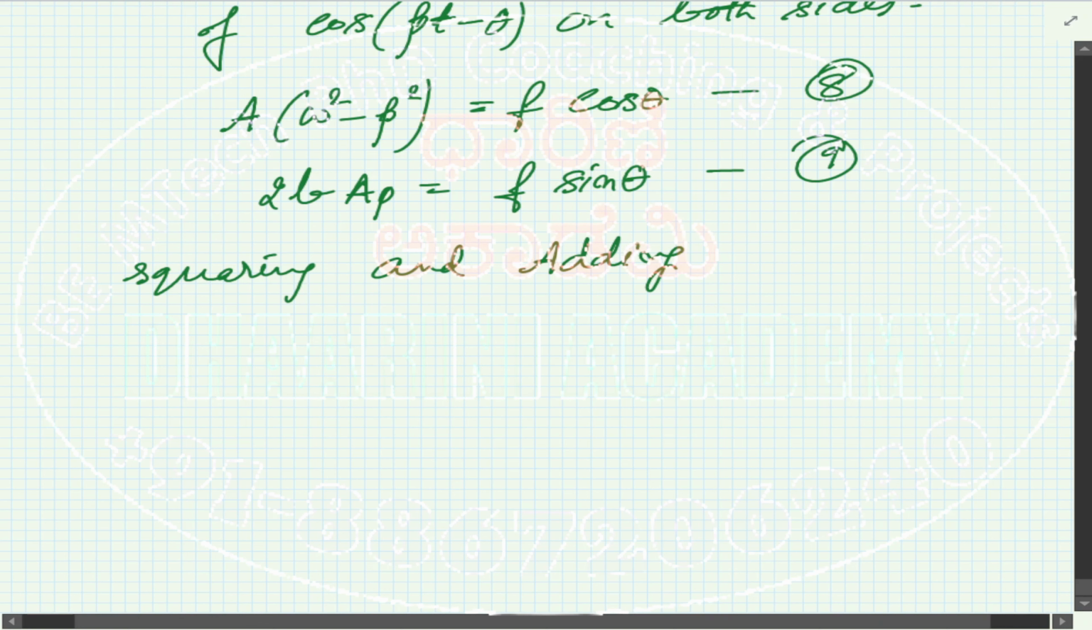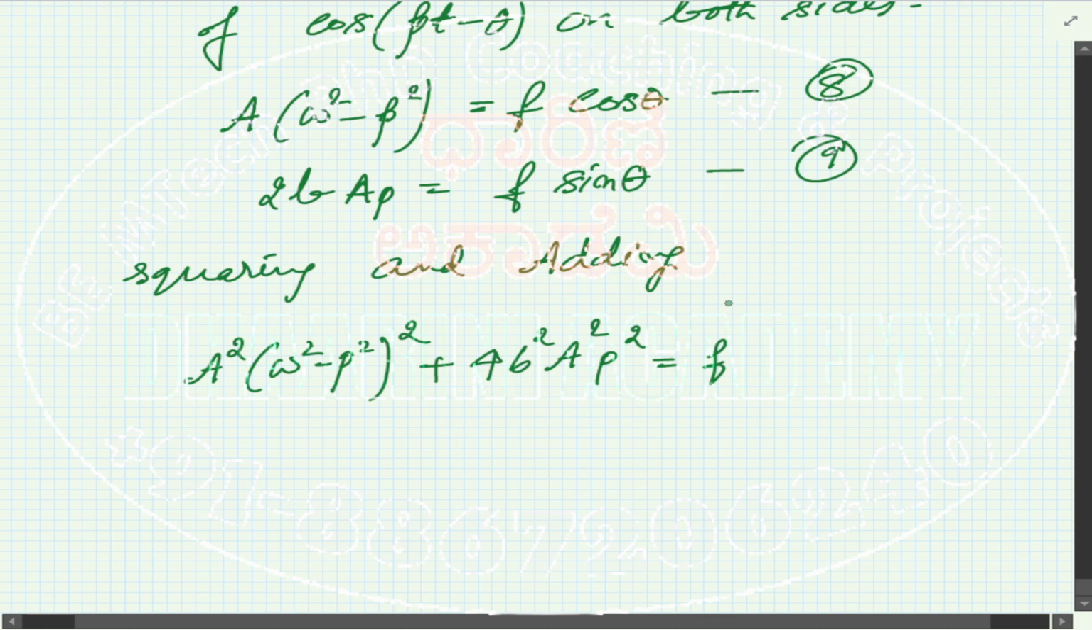Right, you see that on the left hand side I have a square into (omega square minus p square) the whole square, right? That's the first term. Second term also should be squared, so this becomes 2 square, so 4. b becomes b square, a becomes a square, and there is a p whose square is p square. But on the right hand side, this is f square cos square theta plus f square sine square theta, where cos square plus sine square equal to 1, and I am simply writing f square.